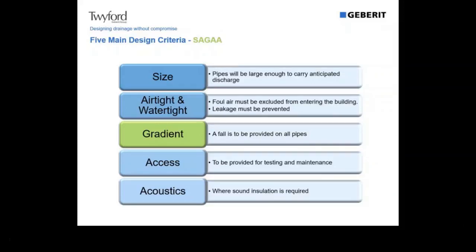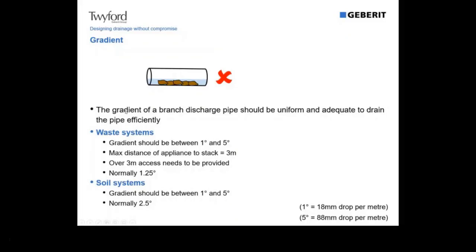So on the gradient, basically a fall is required to the pipe to make sure that we don't get a situation where the pipe is sitting and stagnating with insufficient flow, so the waste is sitting within the pipe, or alternatively a gradient so steep that the water runs away and leaves the waste behind. As such, the gradient needs to be between 1 and 5 degrees, with a maximum distance from the appliance to stack of 3 meters. We'll pick these up in a minute.